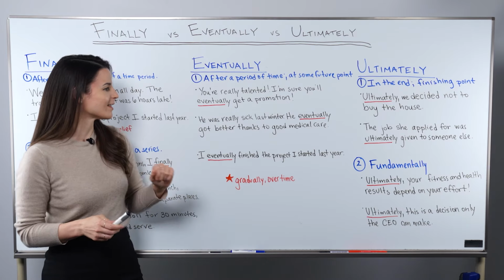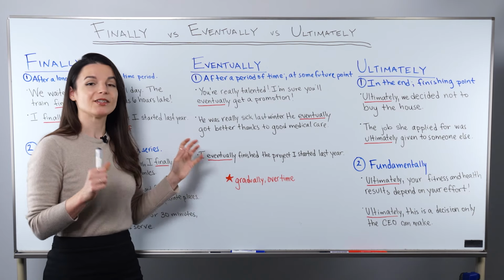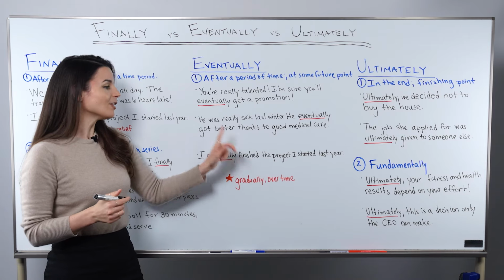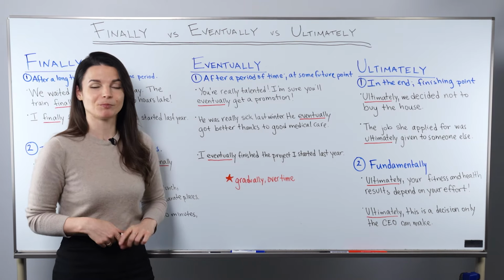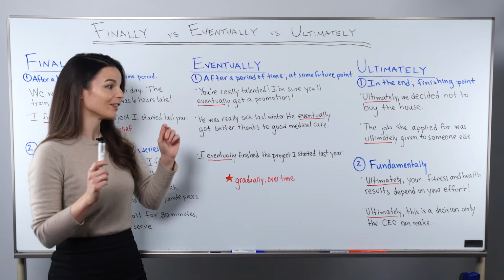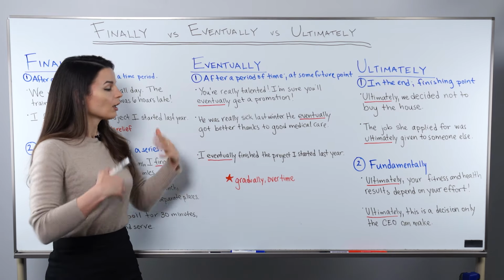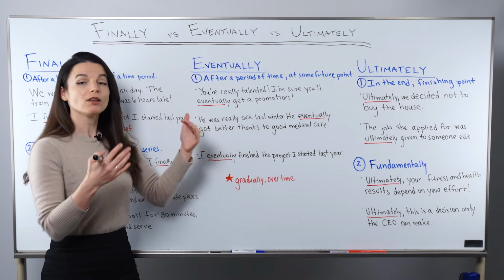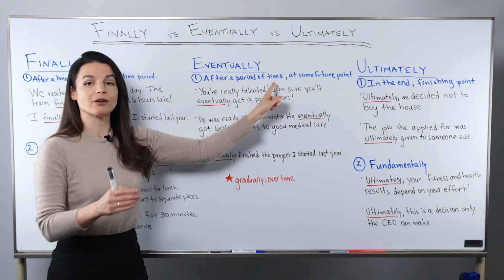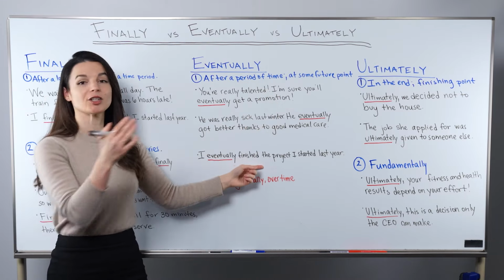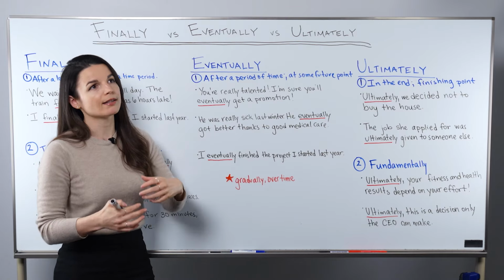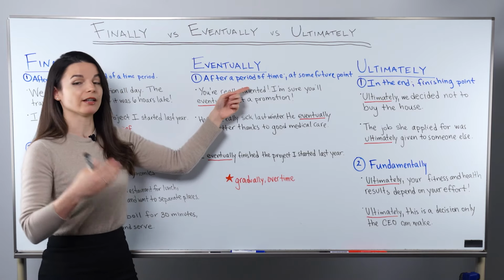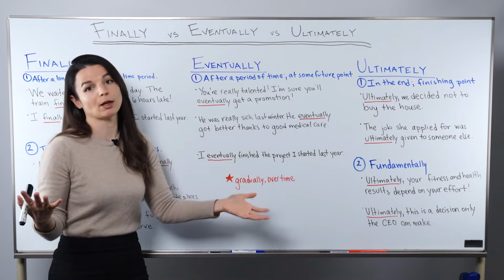Okay, let's look at one more example. This is an example of a sentence where you can use eventually and finally. We saw this in part 1. I eventually finished the project I started last year. So again, this eventually communicates, because it's a past tense sentence, that after a period of time in the past, I finished my project. So again, the speaker is not saying after many weeks or after many days or whatever. They're just saying after a period of time, I did it. I achieved my goal, in other words.